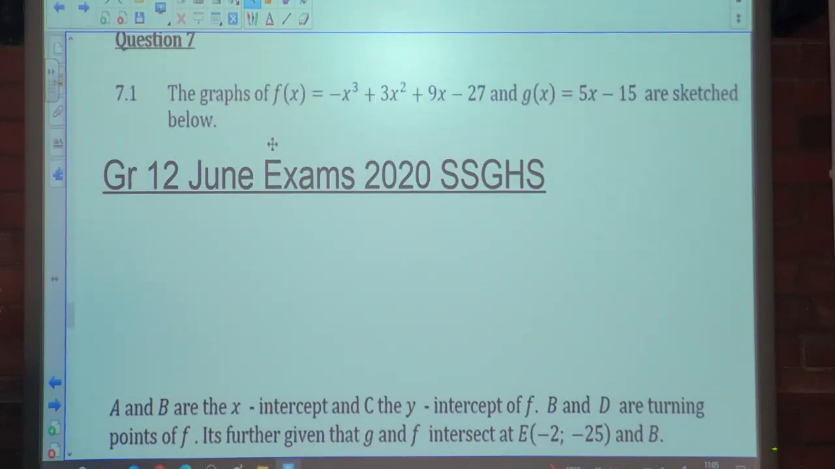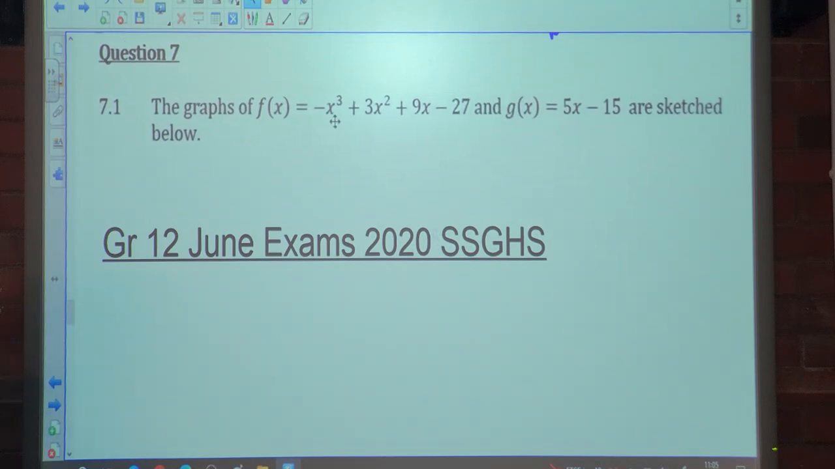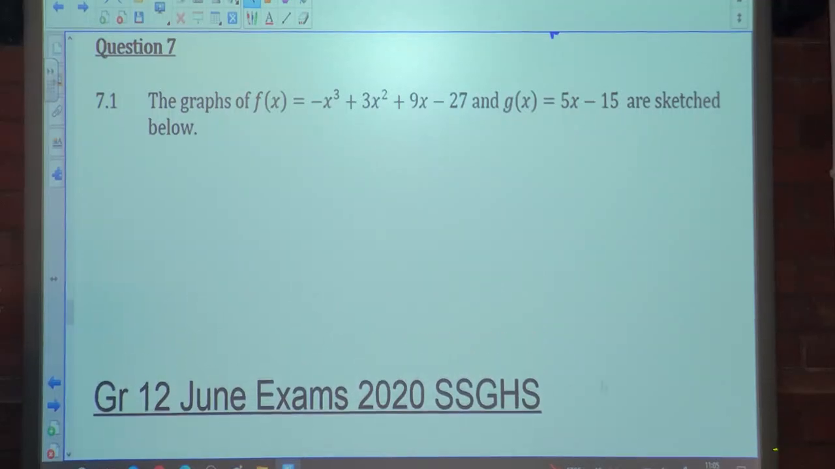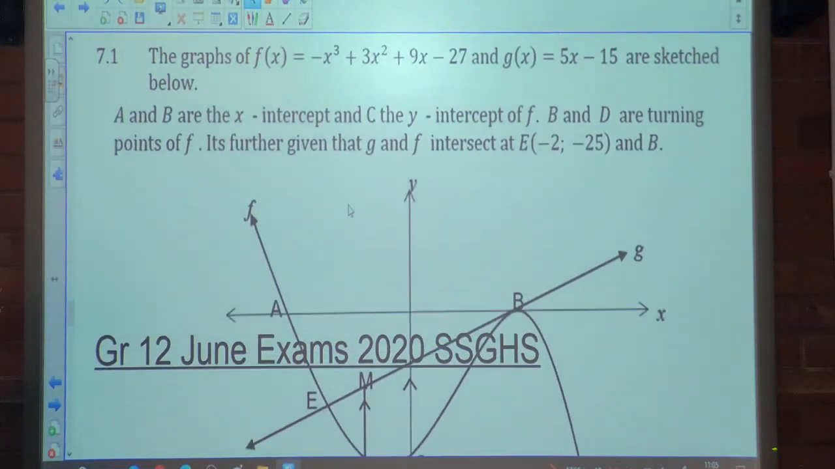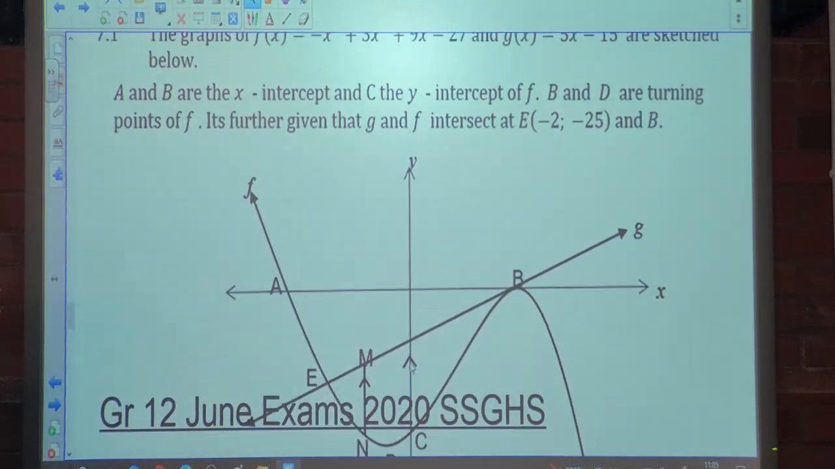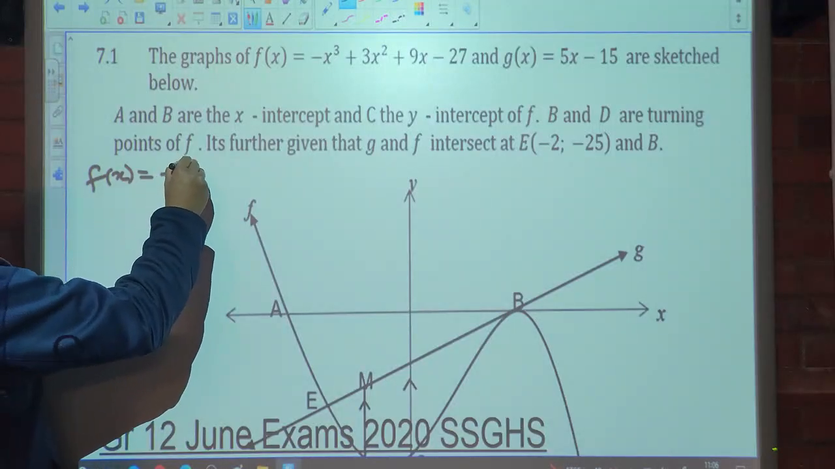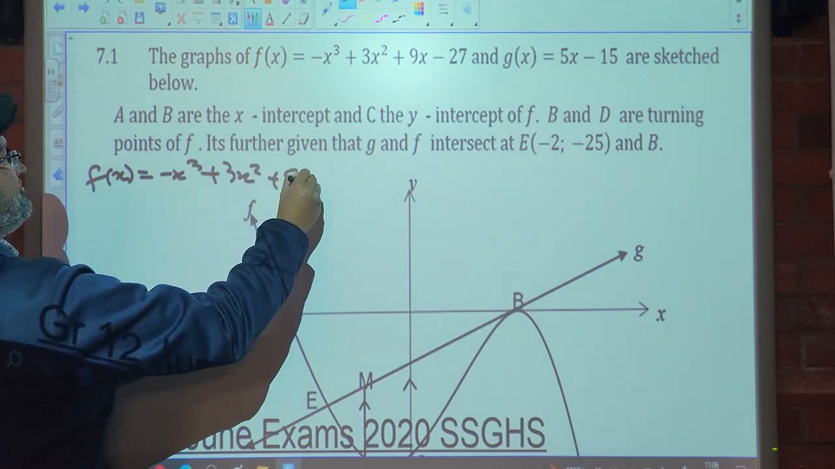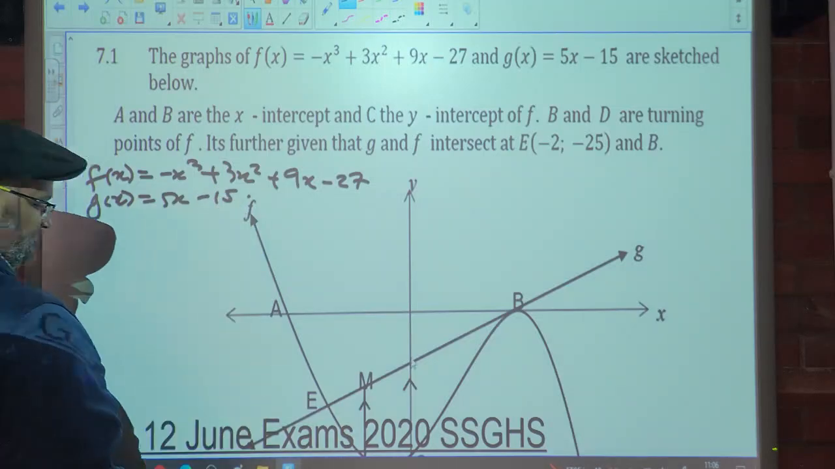People, let's look at question 7. We are told the graph of f of x equals negative x cubed plus 3x squared plus 9x minus 27, and g of x equals 5x minus 15, are sketched below. Oh, wow. I almost thought I missed it. So let's just write in what will be hidden. f of x is equal to negative x cubed plus 3x squared plus 9x minus 27, while g of x is equal to 5x minus 15. Okay.